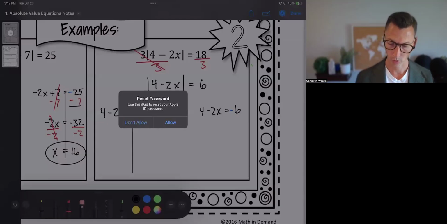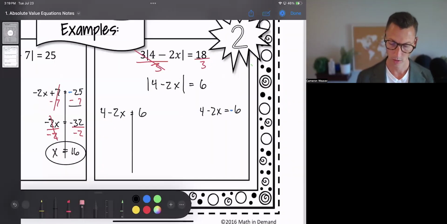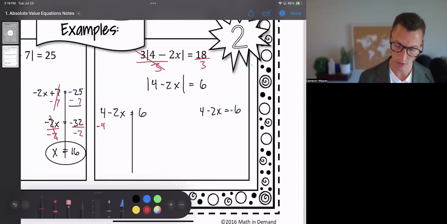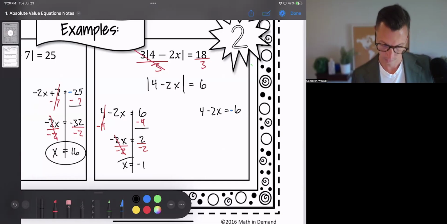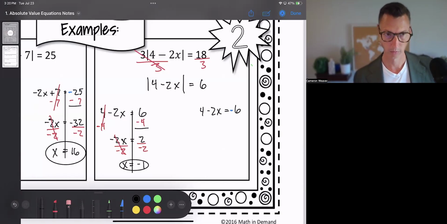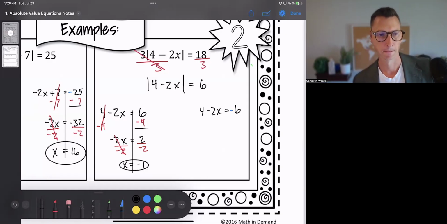Look at the one on the left side. We need to eliminate our constant. The constant is that 4, so we have to subtract 4. All right, so this allows -2x to drop, and then 6 minus 4 is 2. Side by side, you must divide. Divide by -2, and x is -1.